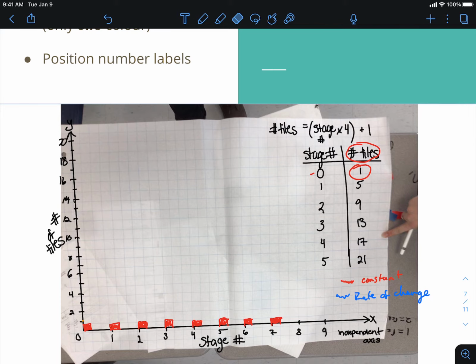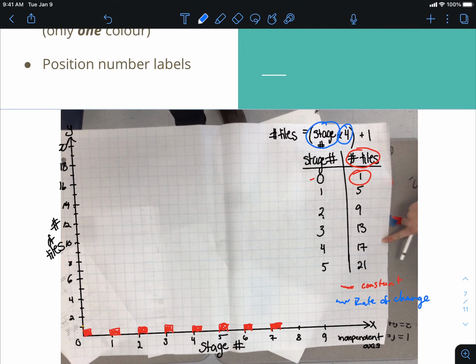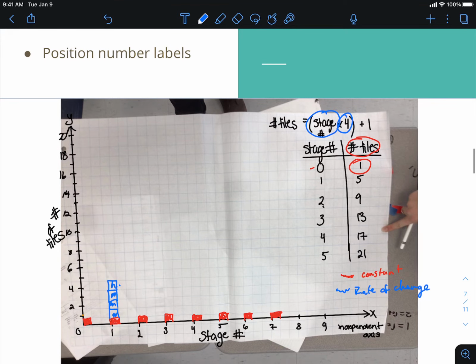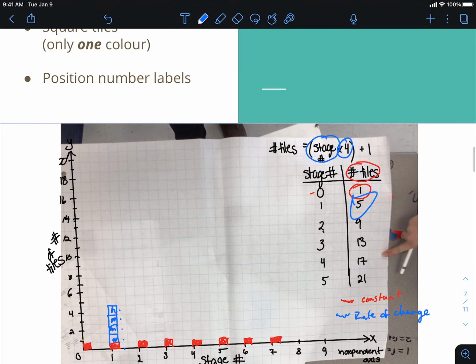Okay? Now, we said that we're always going to take the stage number and multiply by 4. The stage number here is going to dictate how many blue tiles I have. Right? So for this particular question, stage 1, I'm going to have 4 blue tiles. Right? How many tiles am I supposed to have in total relative to the table? If we were to produce the table, 1, 2, 3, 4, 5. There's 5. We're good.